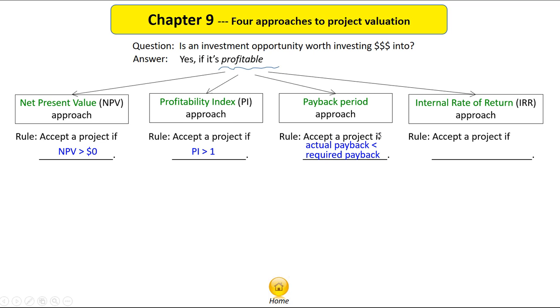The payback period approach says that the actual time it takes for the initial investment to pay back, the actual payback, must be less than the required payback, sort of our limit, how long we are willing to wait. And the internal rate of return approach says that the project should be accepted if the IRR is greater than the return that's required.